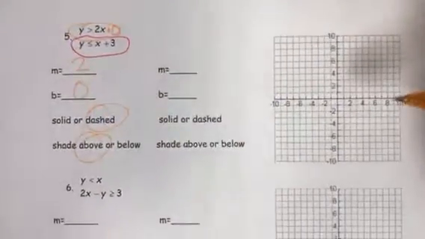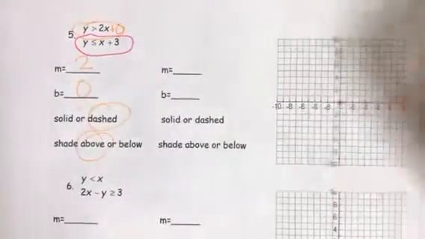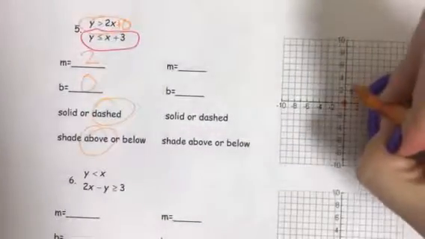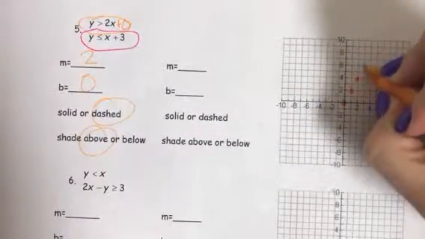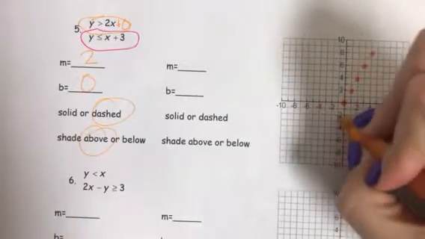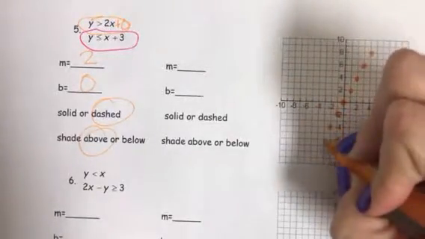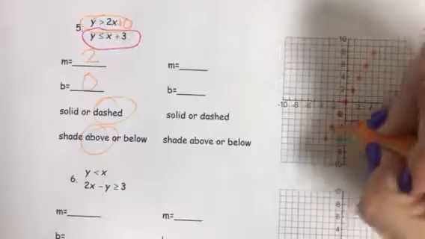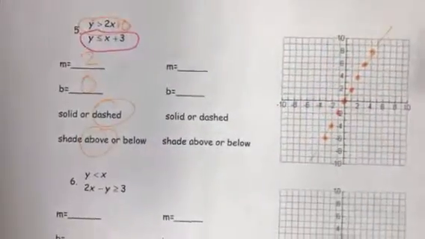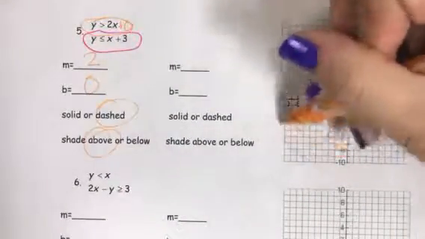Actually, let's go ahead and graph this before we do the info for our second one. So we're going to start at 0, up 2 over 1. Okay, I'm going to fill that in with a dashed line, and we are going to shade above.